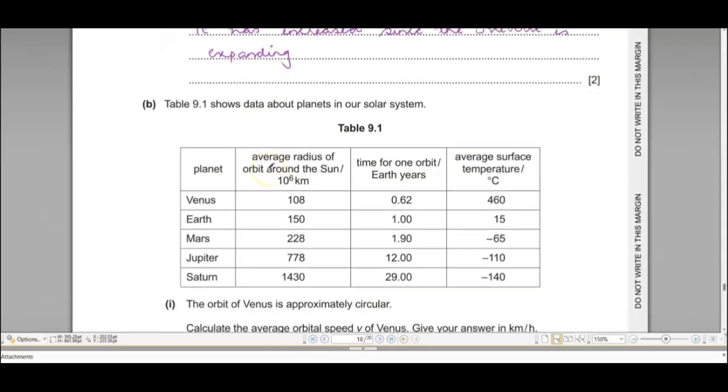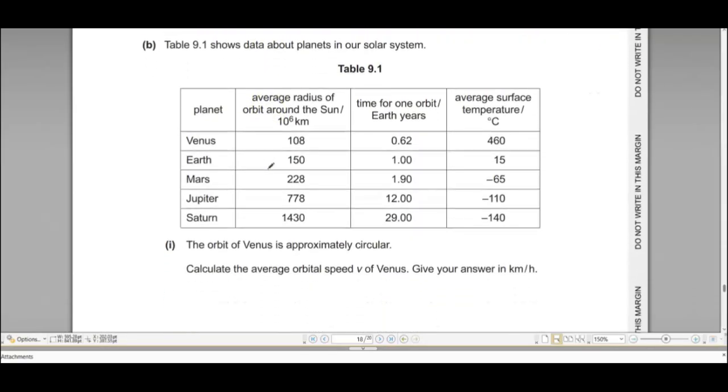Yeah, so moving on. Table 9.1 shows data about planets in our solar system. The orbit of Venus is approximately circular. Calculate the average orbital speed v of Venus. Give your answers in kilometers per hour.